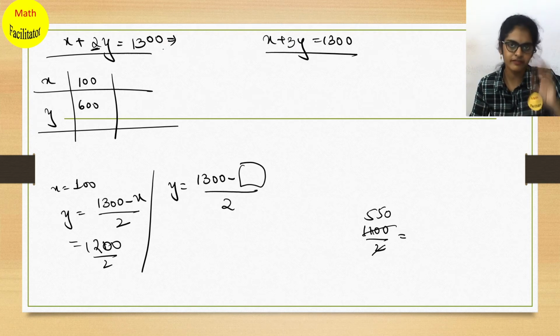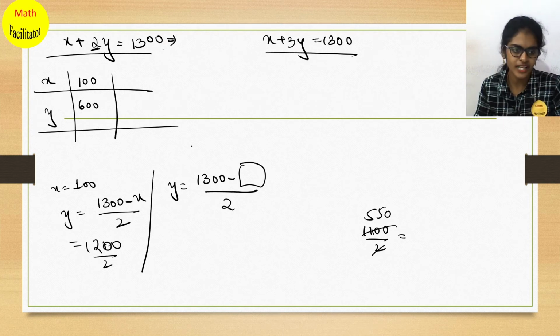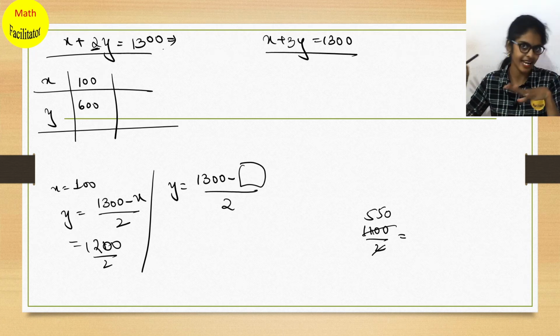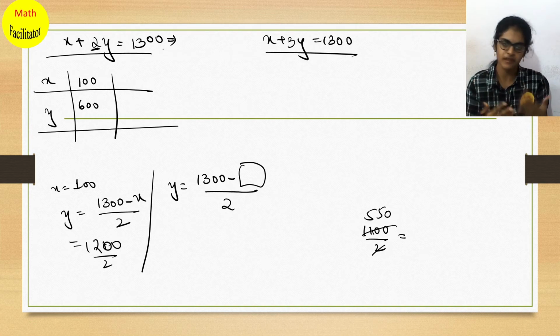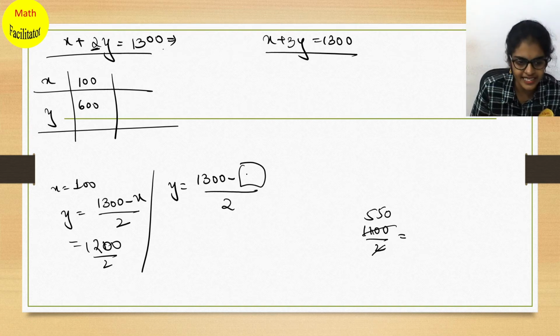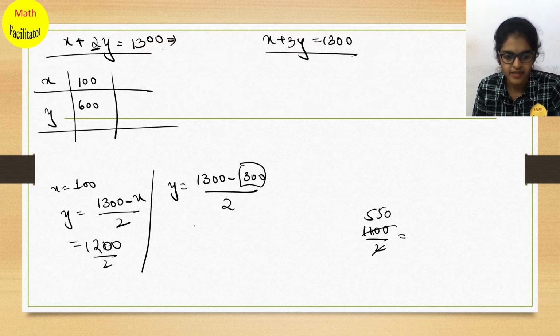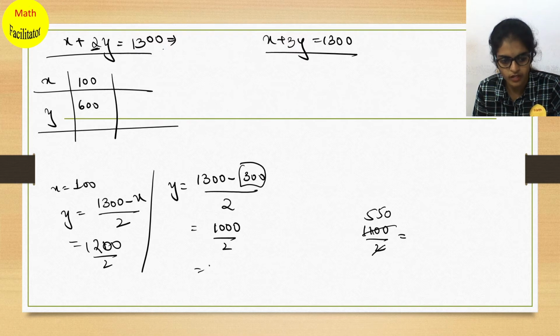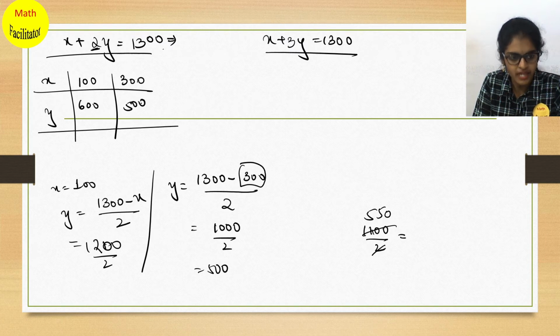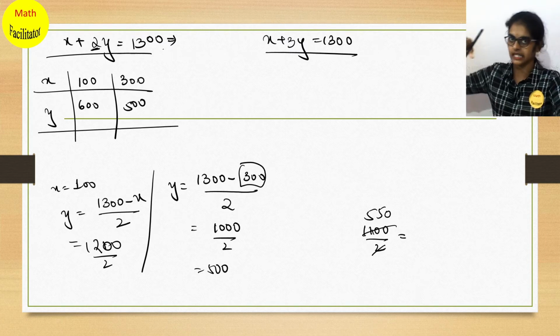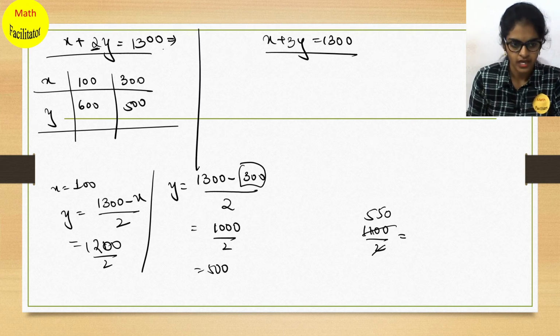Let's take something where you have a round figure, so that when you are drawing the scale in the graph, it will be easy for you. So I just want to take multiples of 100. Let me take x as 300. 1300 minus 300 will give me 1000, divided by 2, now this is 500. See, this is a multiple of 100. So if I'm taking x as 300, my y is 500. For plotting my scale, it will be easy. I'll tell you how.